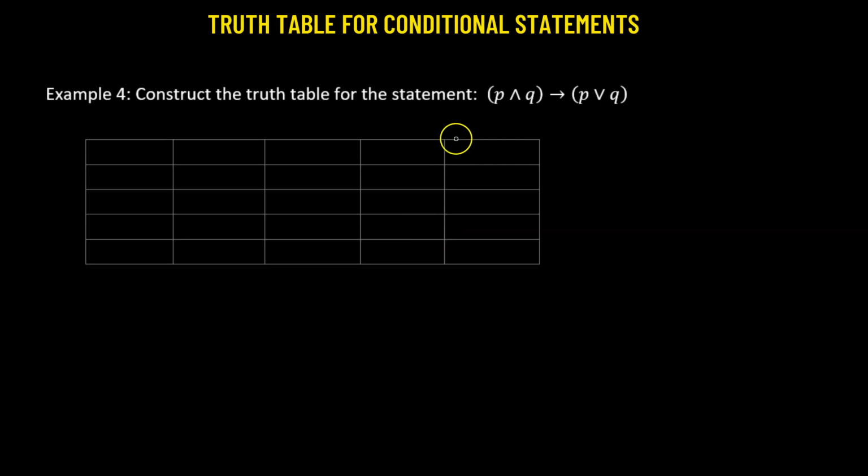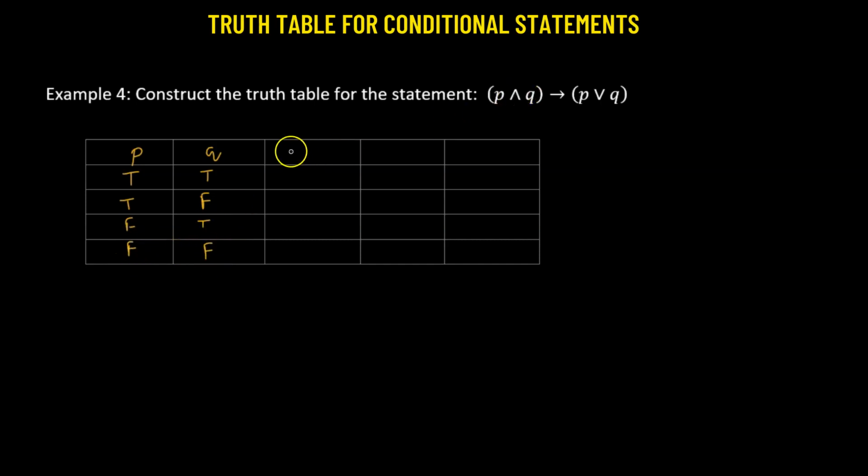So we need to construct the truth table for the statement if P and Q, then P or Q. So we have 2 statements, P, Q. So let's consider all the possibilities. So both of them are true. One of them is true. And both of them are false.